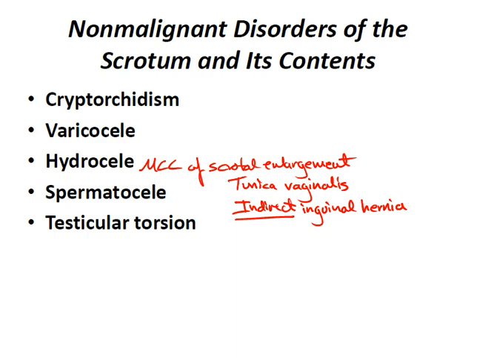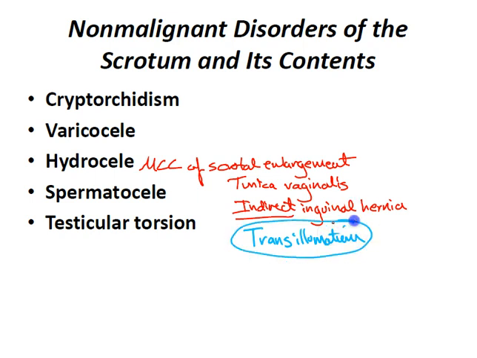So how do we diagnose a hydrocele? Well, you diagnose it with something called transillumination, plus an ultrasound. But transillumination is what you're going to be tested on. So what about a spermatocele? Well, this is something called a sperm-containing cyst.